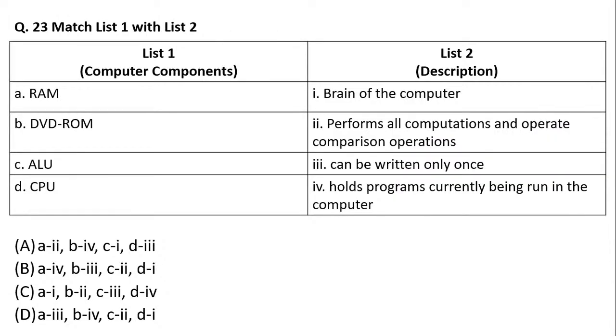Now here in this question we have to match list 1 with list 2. RAM, what is RAM? It holds the program currently being run in the computer. This is RAM. DVD ROM, it can be written only once. ALU, it performs computation and comparison operations. This is 2. CPU is the brain of the computer. So the right answer is 4321. B is the right answer.